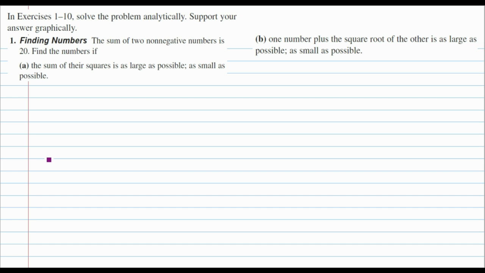Now try problem number 1 is a tad bit longer than the example. So we're going to find two non-negative numbers whose sum is 20, and find those numbers if the sum of their squares is as large as possible and as small as possible. So that's part A. So I'm going to call the sum of their squares y. So y equals one number squared plus another number squared, and the sum of the numbers is 20, similar to the last problem. So I'll say one of the numbers is x and the other one is 20 minus x.